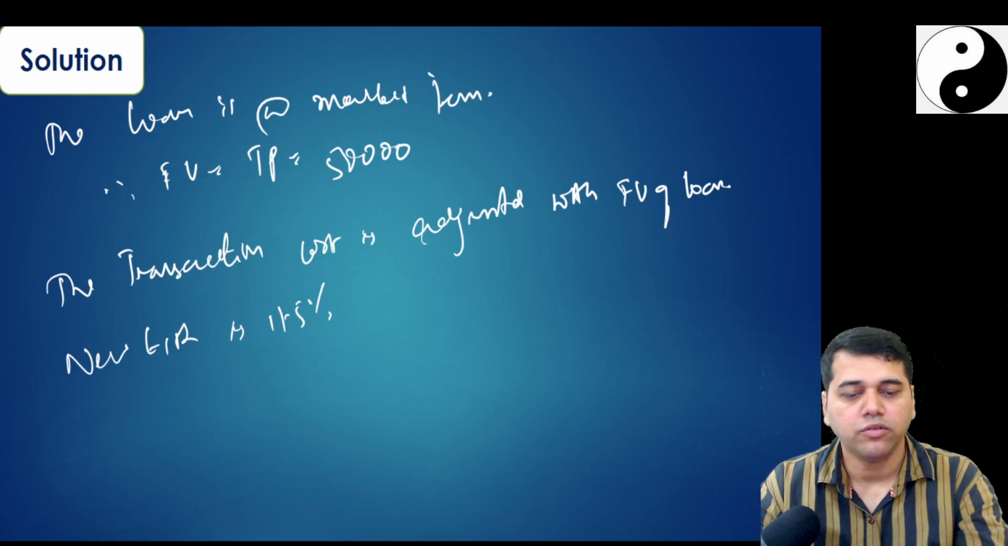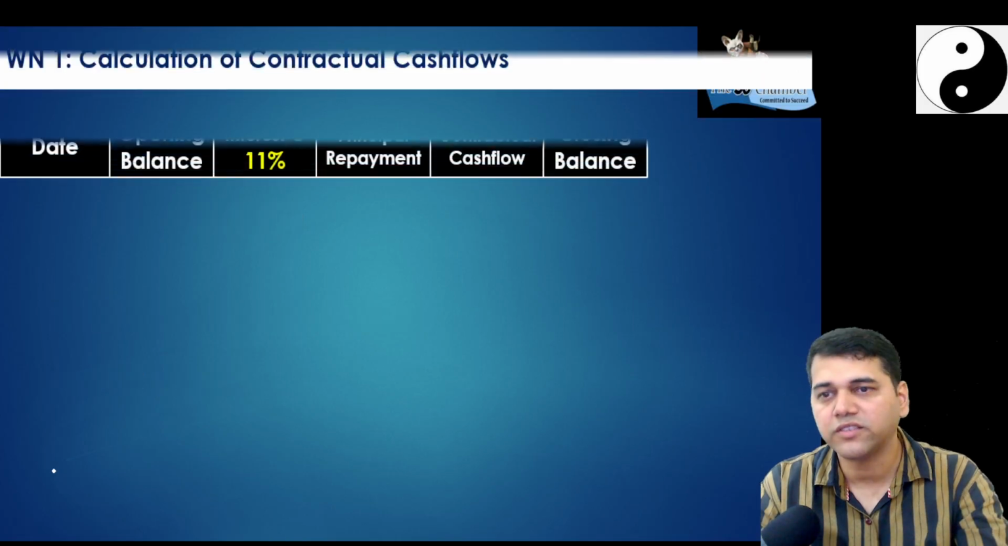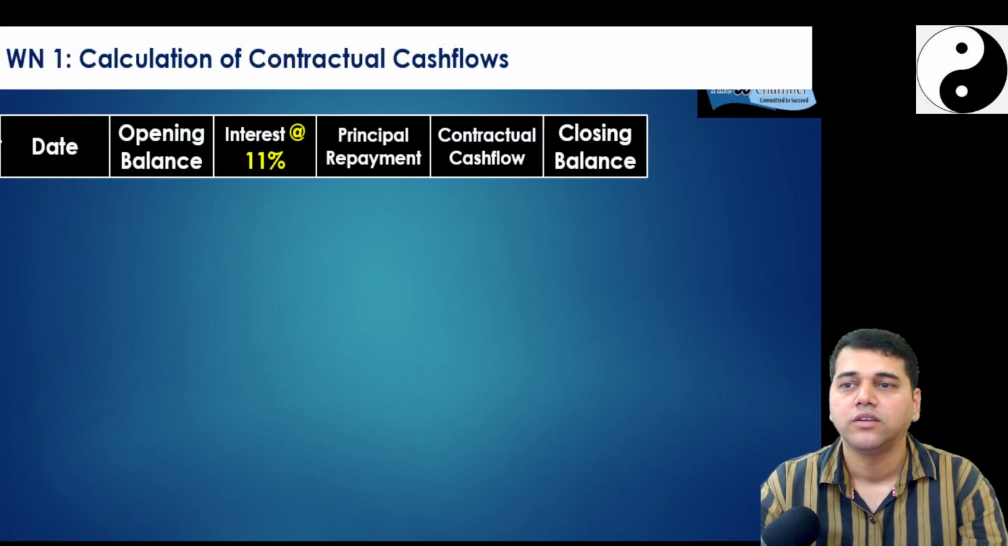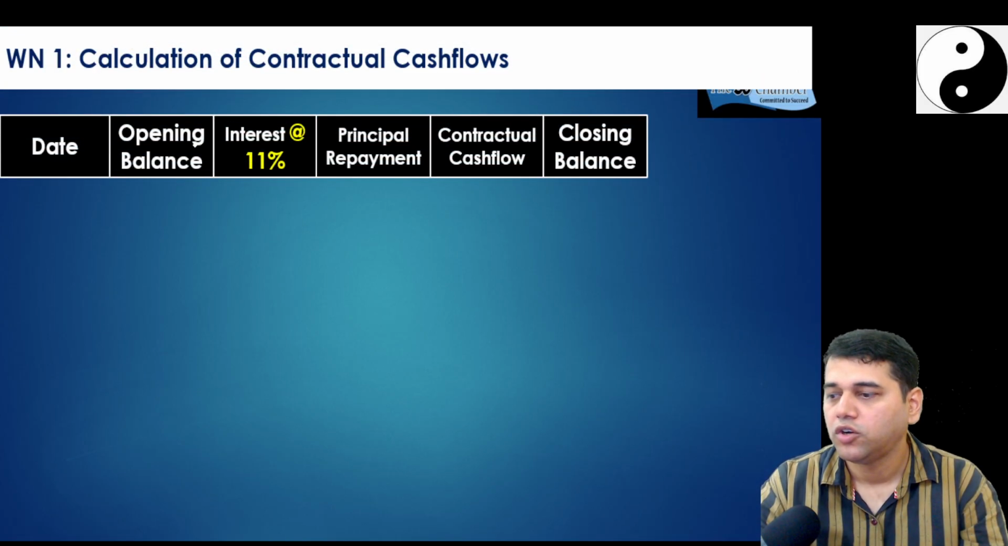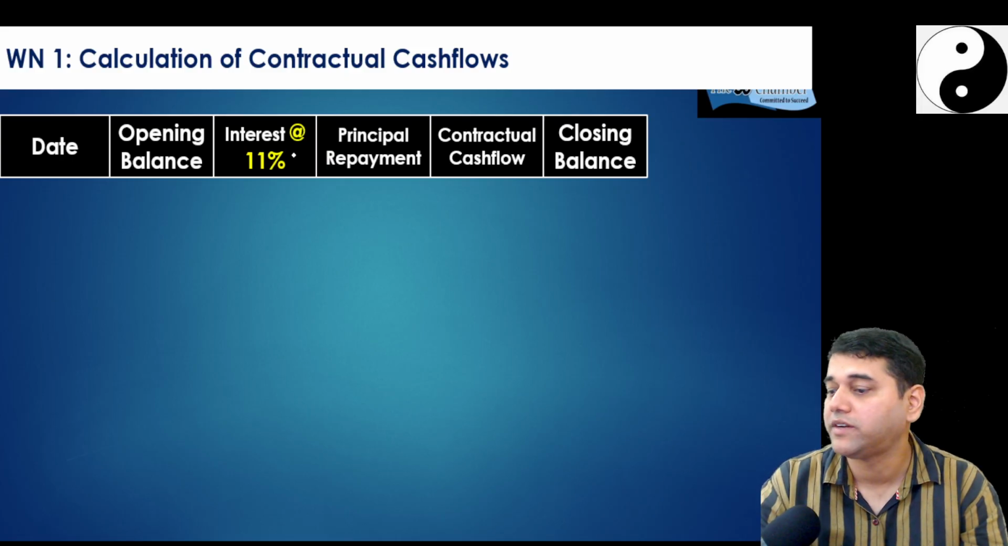So what should I do now? I should prepare one amortization schedule versus contractual cash flow schedule. So I start with the date, opening balance, but this is not an amortization schedule. Both are different this time.